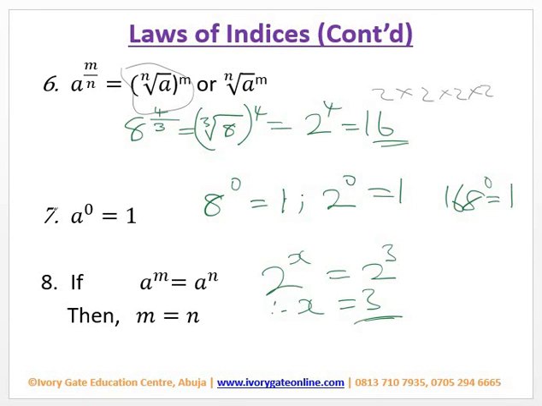Law number 7. Any number raised to power 0 is equal to 1. Then finally, we have that if a raised to power m is equal to a raised to power n, then m is equal to n. In that case, their indices are the same. And let's take some examples to drive this home.